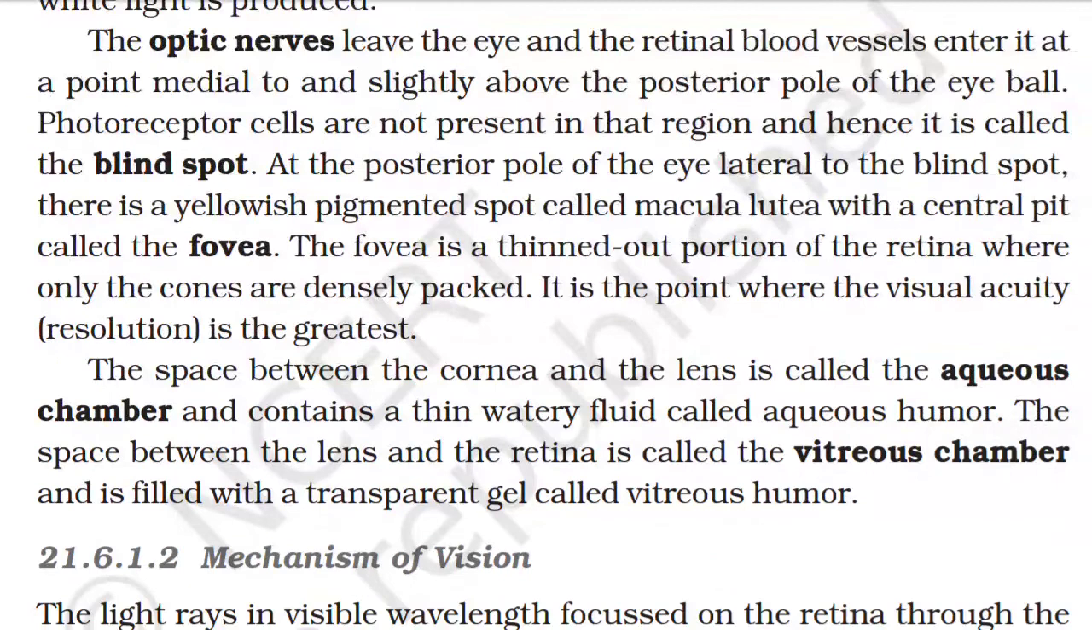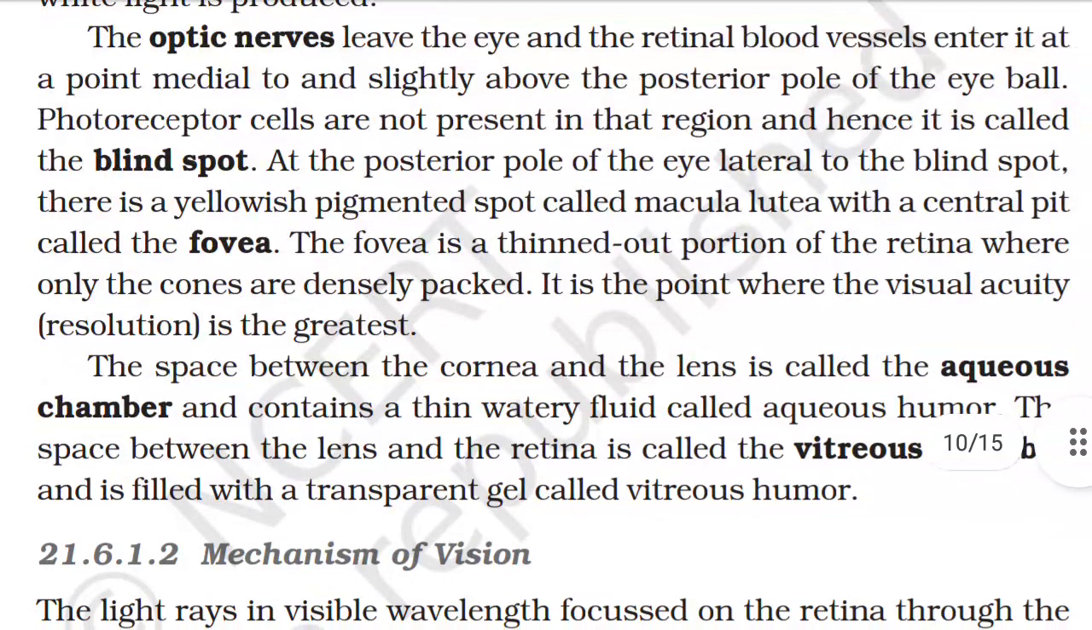The optic nerves leave the eye and the retinal blood vessels enter it at a point medial to and slightly above the posterior pole of the eyeball. Photoreceptor cells are not present in that region and hence it is called the blind spot. At the posterior pole of the eye, lateral to the blind spot, there is a yellowish pigment spot called macula lutea with a central pit called the fovea. The fovea is a thinned out portion of the retina where only the cones are densely packed. It is the point where the visual acuity, that is resolution, is the greatest.